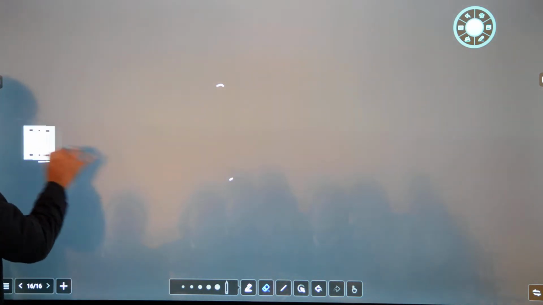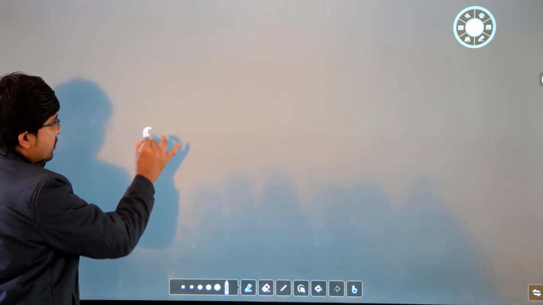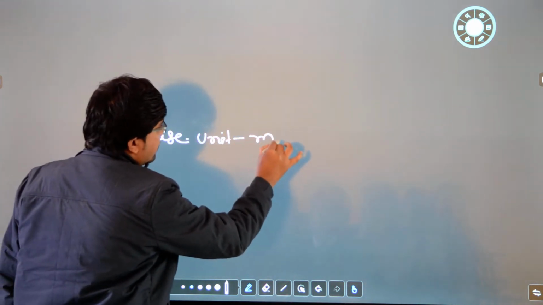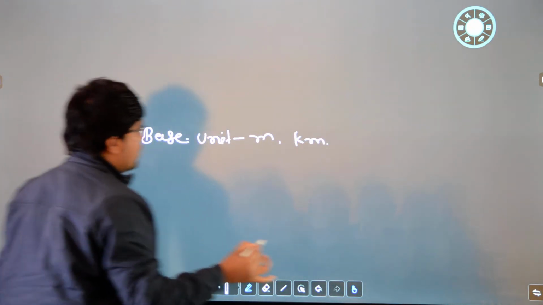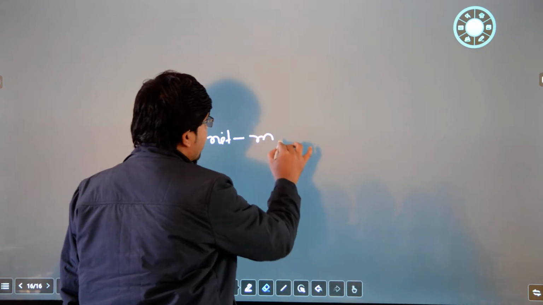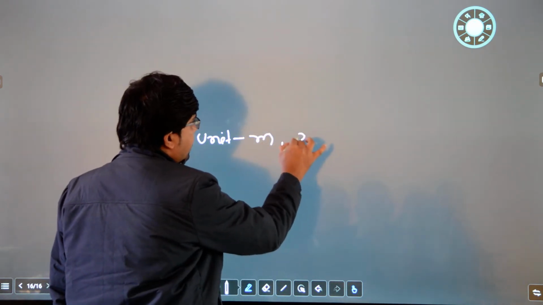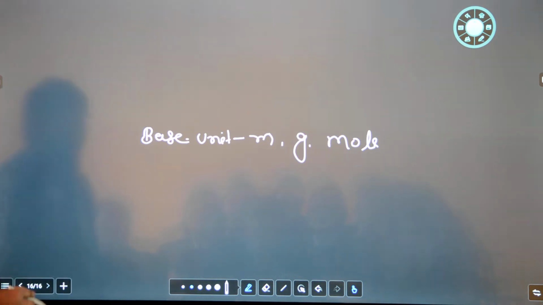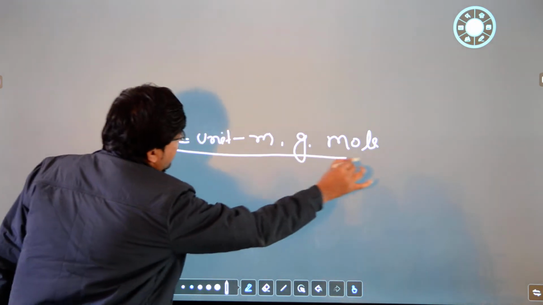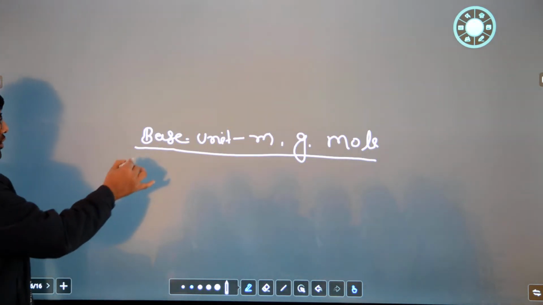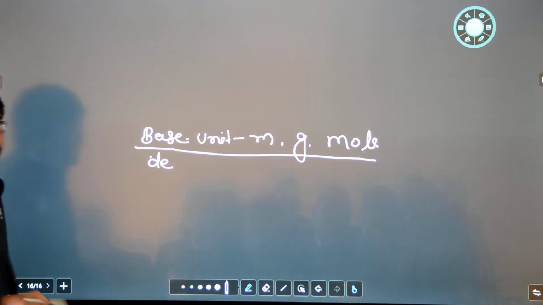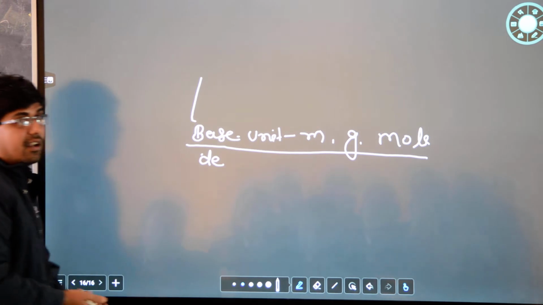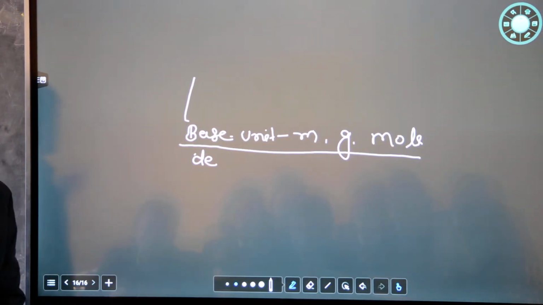Here the base units are meter, gram, mole. You know about mole? All of these are base units. On the lower side of the base unit stand decimeter, millimeter, micrometer. And on the upper side decameter, hectometer, kilometer, megameter, gigameter. You know about this? Yes.